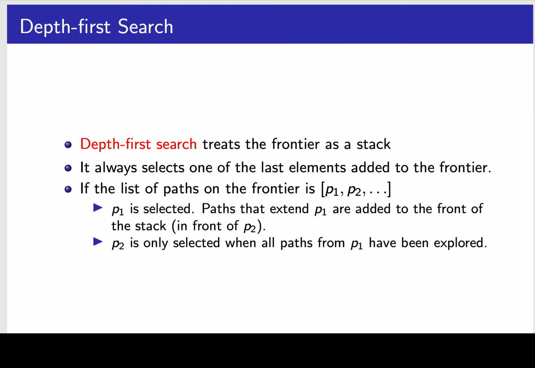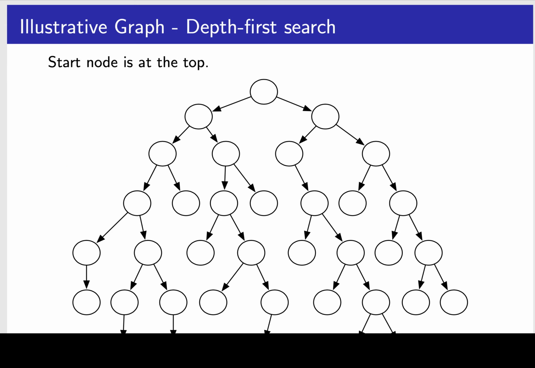So that's what we're often going to do. But first of all, we're going to look at a very simple algorithm called depth first search. And all that's happening is the frontier is a stack. So always select one of the last elements added to the frontier. So if the list of paths on the frontier is P1 and P2, P1 is selected. The paths that are expanded from P1 are added to the front of the stack, in front of P2. And P2 is only selected when all the paths from P1 have been explored. So let's have a look at an example of doing this.